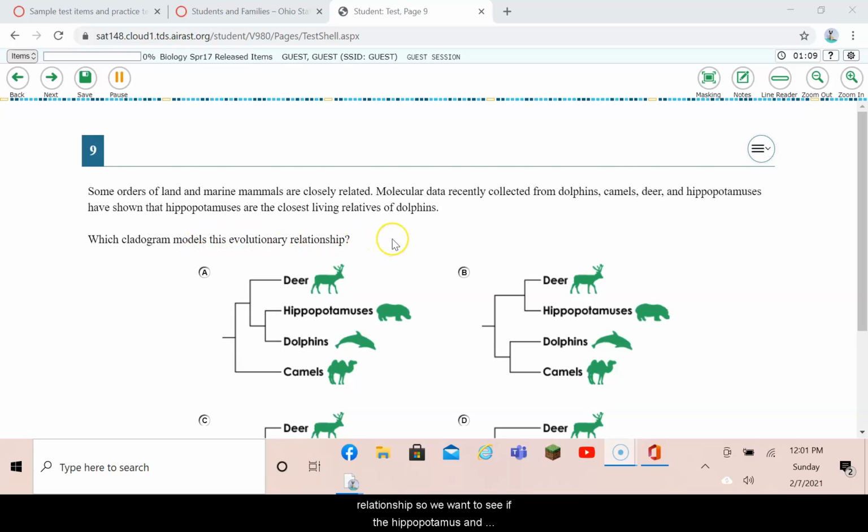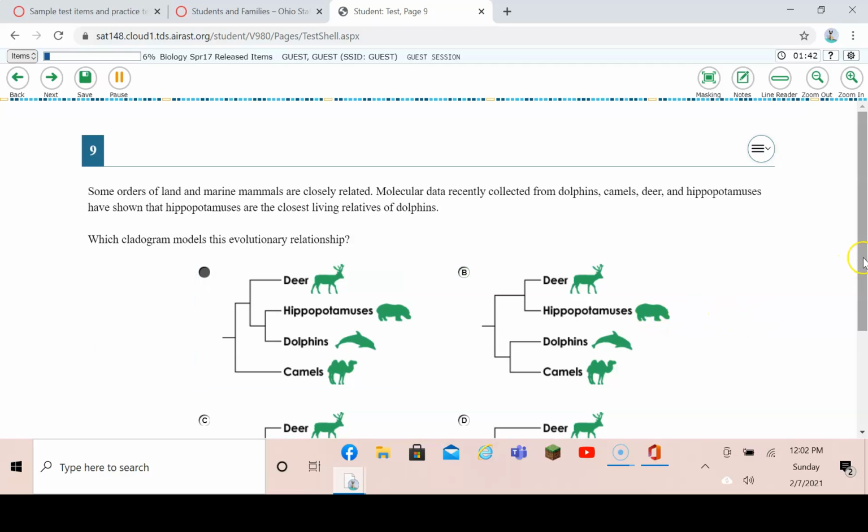So we want to see if the hippopotamus and the dolphin have a common ancestor. And here we go. The closest common ancestor, hippopotamus and dolphin, there's the common ancestor. And there is our answer. Now let's look at the other pictures and we'll see. Remember, we're trying to find dolphins and hippopotamuses with the same common ancestors. B does not show that, okay? They show the hippopotamus and the deer having a common ancestor, but not the hippopotamus and the dolphin.